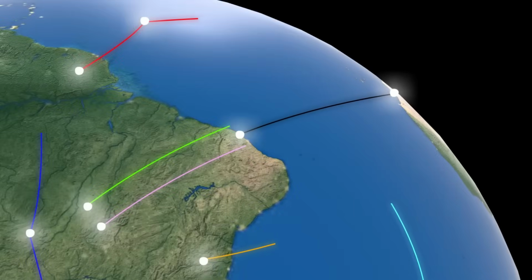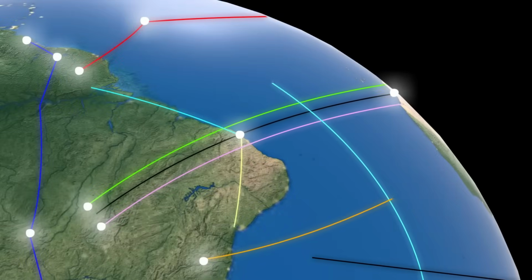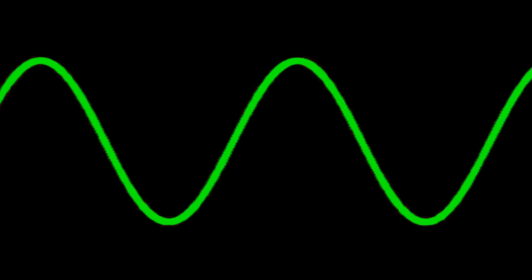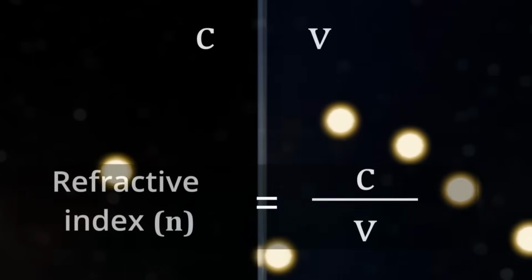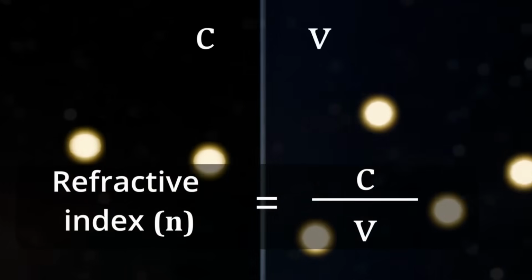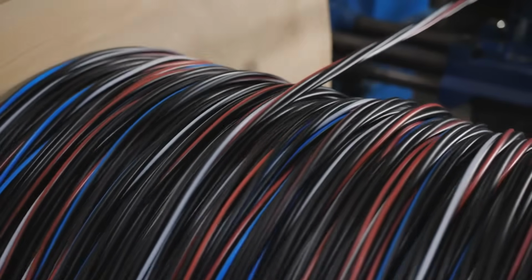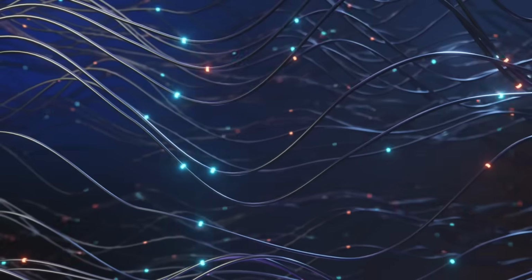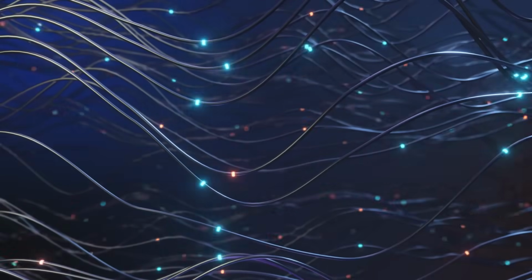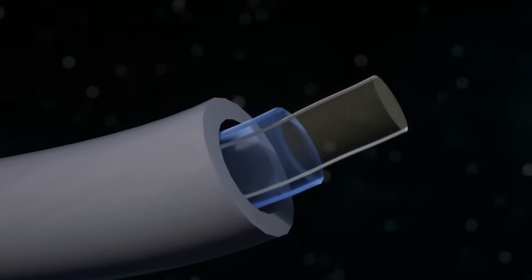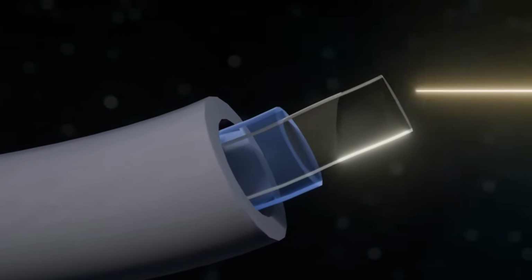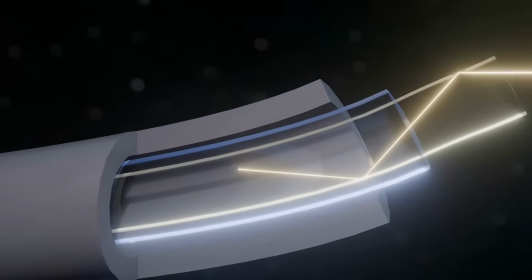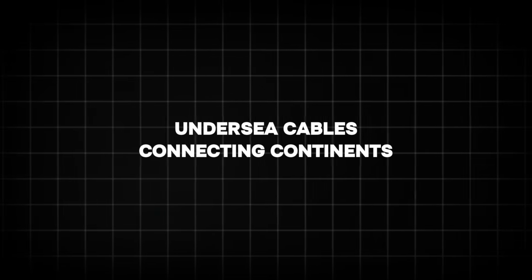Millions of pulses can travel through a single fiber simultaneously using a technology called wavelength division multiplexing, which divides light into multiple wavelengths, each carrying a separate data stream. These cables are incredibly efficient, durable, and capable of transmitting massive amounts of data with minimal signal loss over long distances. Fiber optics are what allow you to stream a high-definition movie from a server halfway across the world without noticeable delay. Undersea cables, connecting continents.